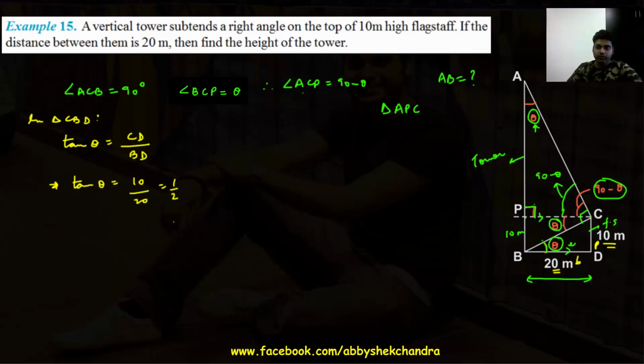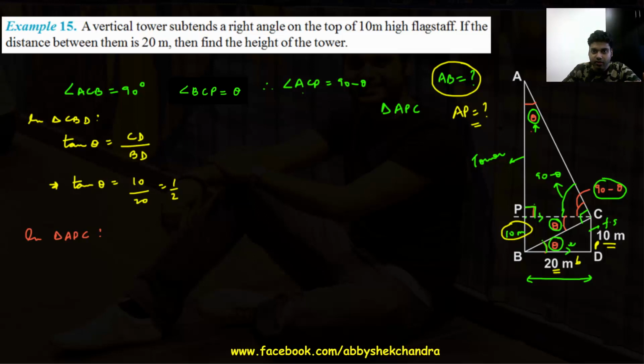Now what did we need to find? We had to find AB. Now PB is already known to be 10 meters. If we find AP, then our problem is solved. That is why I am doing all this, because now I want to get into triangle APC. In this triangle I'll use tan theta, cos theta, sin theta, whatever I can to find the length AP. In triangle APC, CP will be 20 meters.